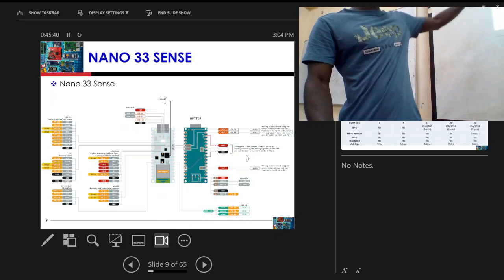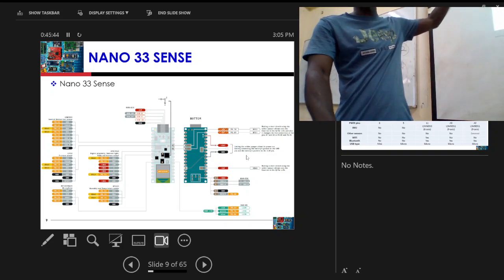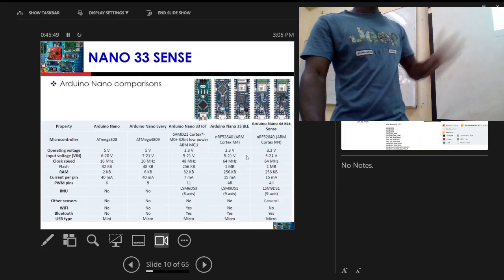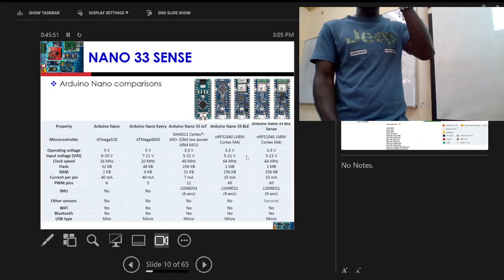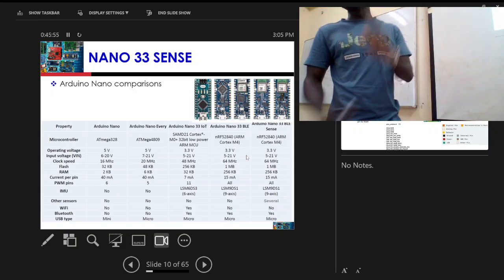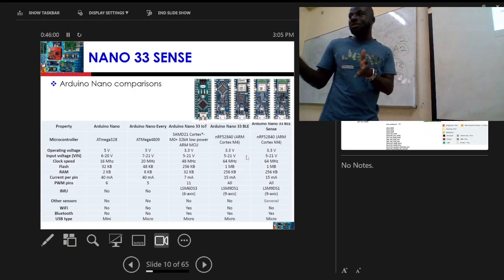Each sensor also connects to the CPU. So we have the pinouts for each sensor on this board. You can go and study it on your own. Now, the most important thing again is that there are so many Arduino Nano boards, so you must be very careful. Based on the application you are doing, you must know which one to use.